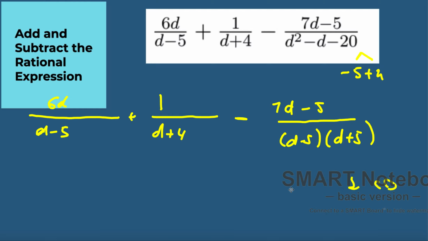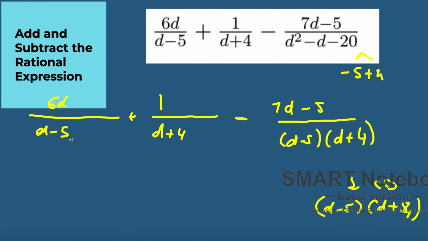it is going to be d minus 5 and d plus 4. Okay, so here is d plus 4. So let me rewrite this better, d minus 5, d plus 4.